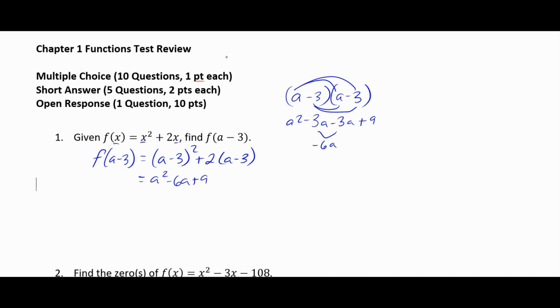And then we also want to distribute this 2 times (a minus 3). So plus 2a, and 2 times negative 3 is minus 6. Combine any like terms that you still have remaining. So a squared, negative 6a plus 2a is going to be negative 4a. And 9 minus 6 is going to give me positive 3. So this could be an answer that you're going to be looking for on your test.